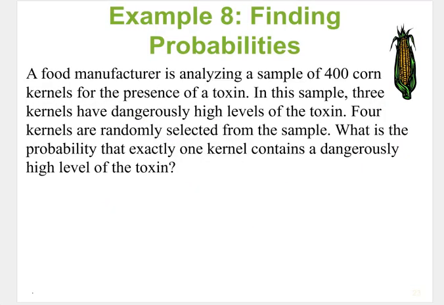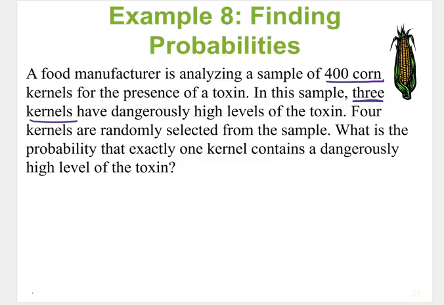All right, a food manufacturer is analyzing a sample of 400 corn kernels, and they are looking for the presence of a toxin within that corn kernel. In this sample, 3 kernels. So here's my N, right? I'm starting with 400. And I have 3 of those kernels that have dangerously high levels. Okay, we are going to randomly select 4 kernels and see what happens. Okay, what is the probability that exactly 1 kernel contains dangerously high levels of toxin?